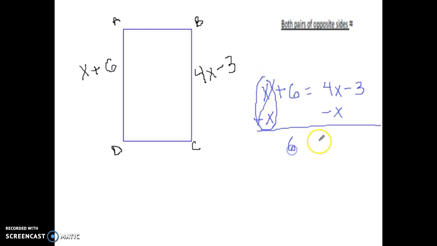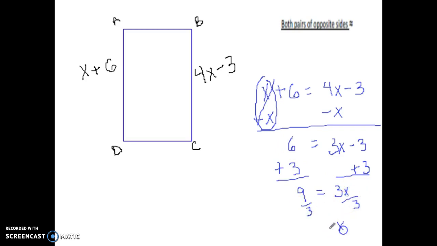So now I just bring down my 6. 4x minus 1x gives me 3x minus 3. Now I want to move the 3 on this side. So it's a negative, so I have to add it to both sides to get rid of it on the right side. So now I have 3x is equal to 6 plus 3, which is 9. And now remember, to get the x by itself, I'll have to divide both sides by 3. And so x is equal to 3.